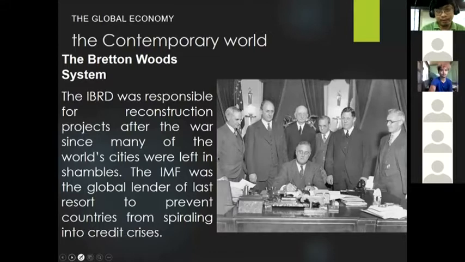During the Bretton Woods Agreement, no, itinatag din yung IBRD or International Bank for Reconstruction and Development. Now, the IBRD and the IMF was responsible for the rehabilitation ng mga bansa which was devastated during the World War II. So nagpautang sila para ma-build up ulit. That was a primary role of IMF and IBRD to grant loans for countries that was devastated by the World War.